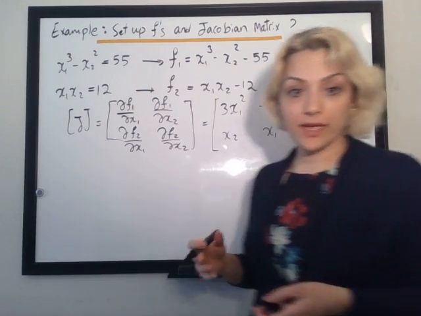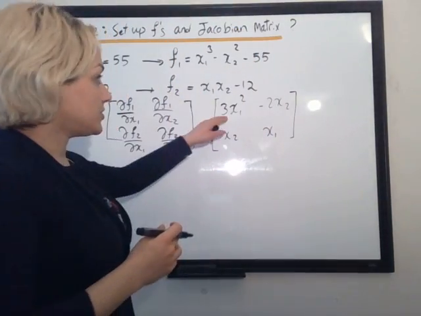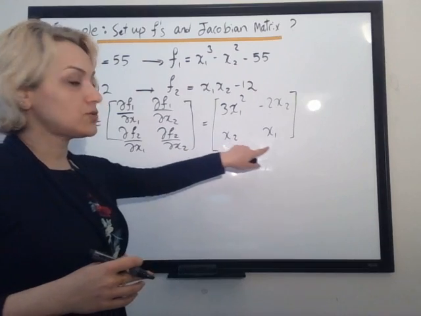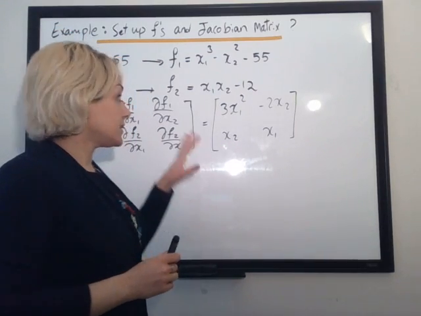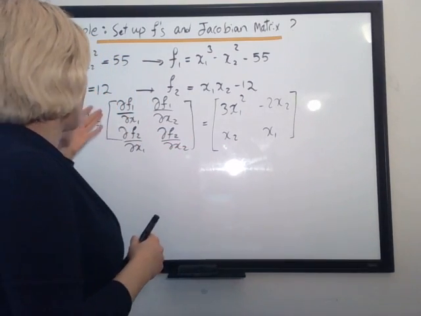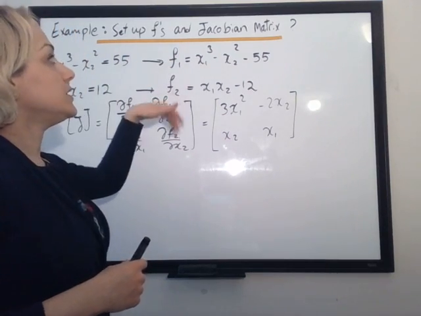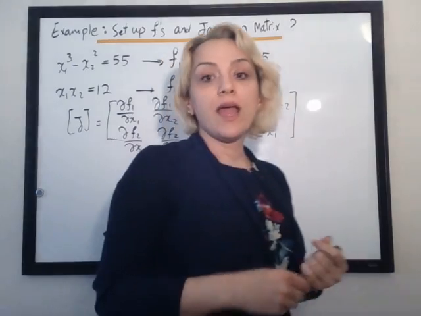So my Jacobian matrix, as you see, is going to be x1 squared, minus 2x2, and then here is x2 and x1. This is just for f1 and f2, and we want to do the Jacobian matrix for this.